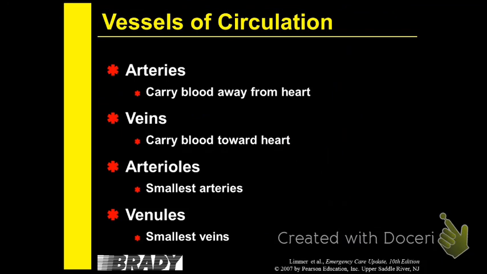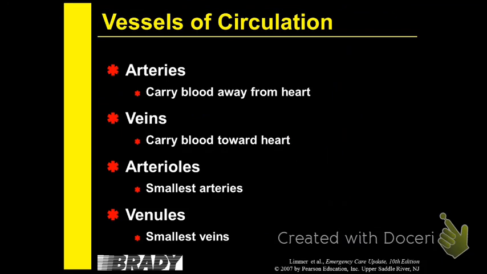Alright? Veins carry blood towards the heart, or typically carry deoxygenated blood, or blood low in oxygen. High in oxygen and high in pressure in arteries; low in pressure in the veins, which carry deoxygenated blood.